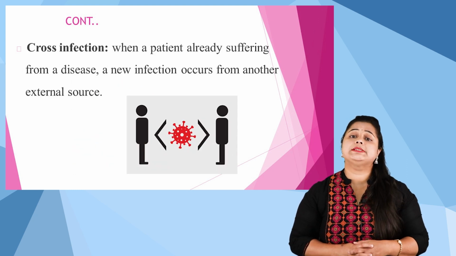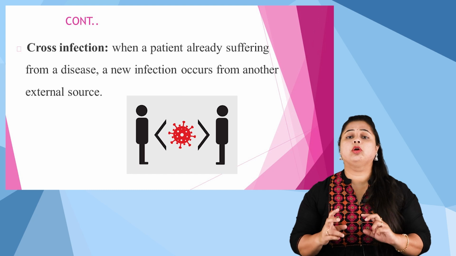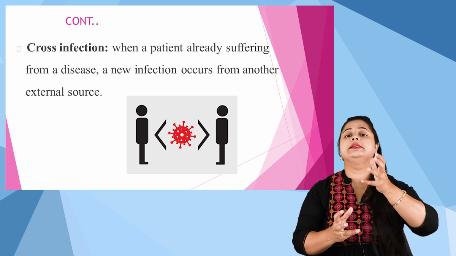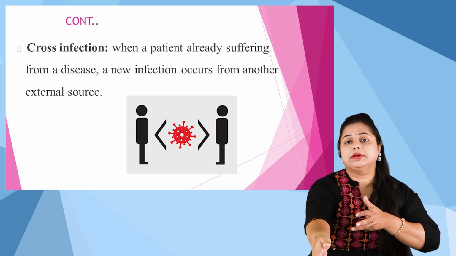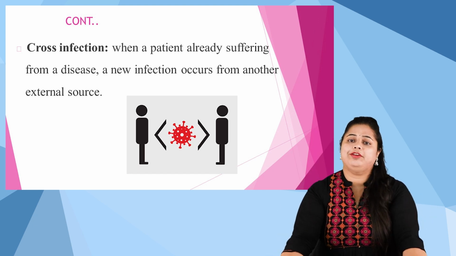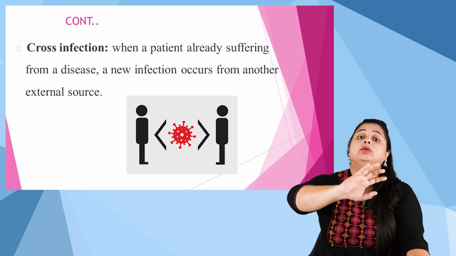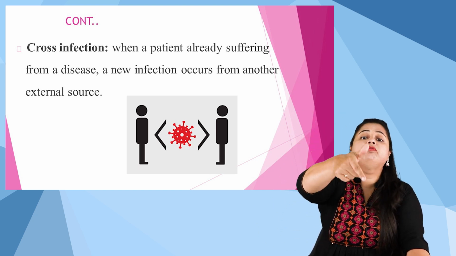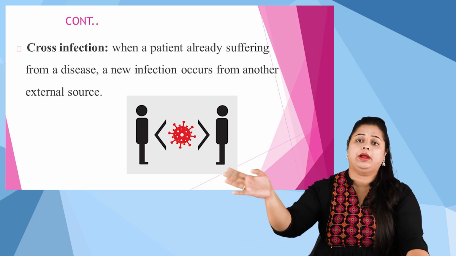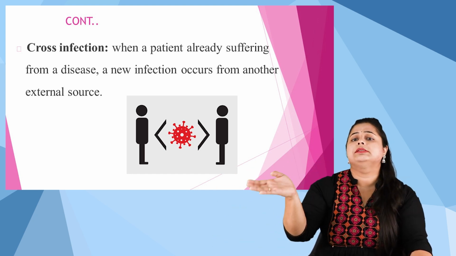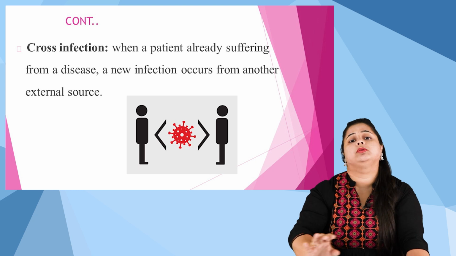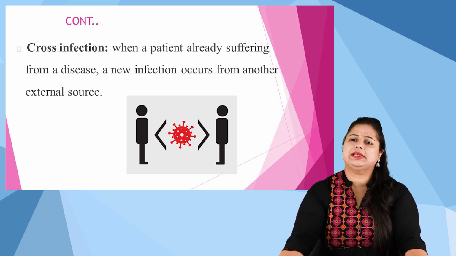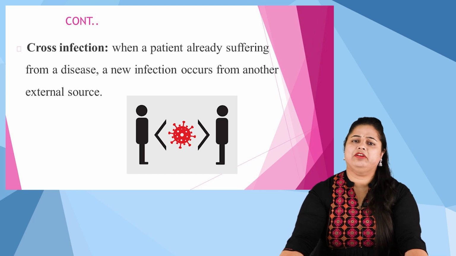Next is cross infection. Cross infection means from one person there is a chance that another person will also get an infection, and that other person may already have one infection, while a new infection is coming to him by passing from somewhere else. That is called cross infection. You can take many examples, especially hospital acquired infection itself.